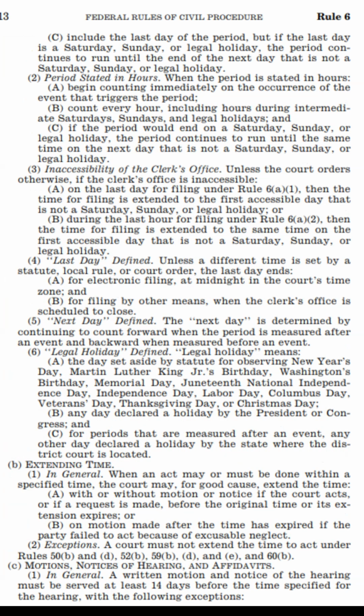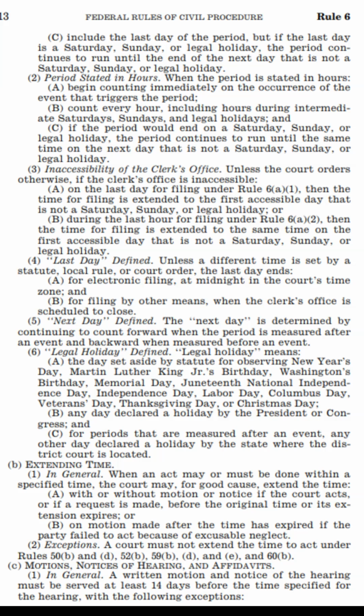And C. Include the last day of the period, but if the last day is a Saturday, Sunday, or legal holiday, the period continues to run until the end of the next day that is not a Saturday, Sunday, or legal holiday. 2. Period stated in hours. When the period is stated in hours: A. Begin counting immediately on the occurrence of the event that triggers the period. B. Count every hour, including hours during intermediate Saturdays, Sundays, and legal holidays. And C. If the period would end on a Saturday, Sunday, or legal holiday, the period continues to run until the same time on the next day that is not a Saturday, Sunday, or legal holiday.